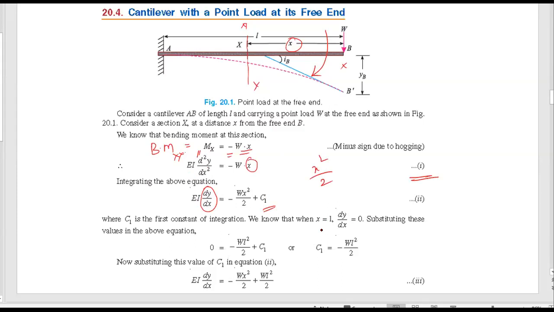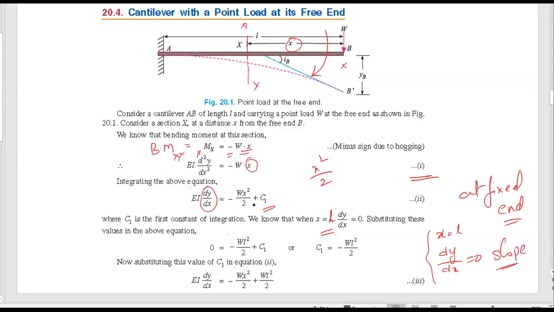Now applying the boundary condition for a cantilever beam: at x equal to L, dy by dx is equal to 0. That is nothing but at the fixed end, dy by dx is equal to 0, that is, the slope is equal to 0 at the fixed end. Therefore, substituting x equal to L and dy by dx equal to 0, C1 is equal to W L square by 2.